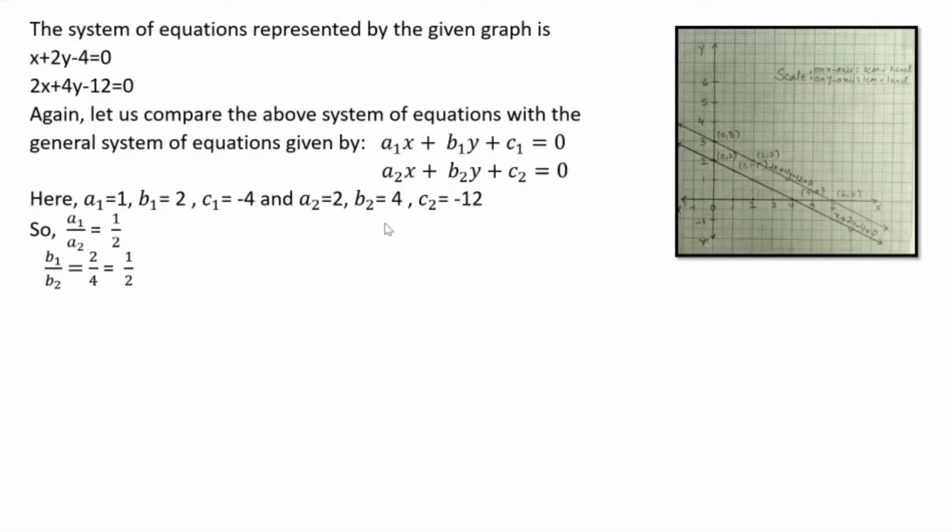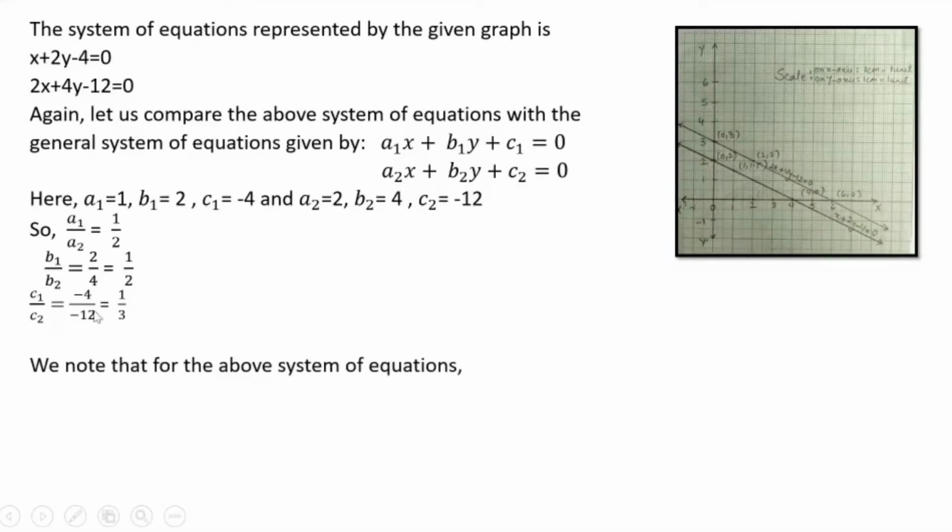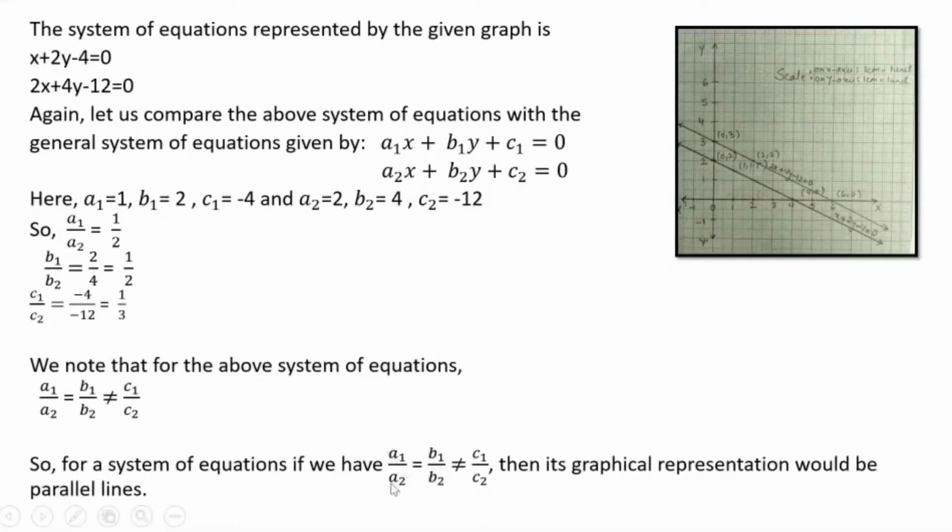Let us see if C1 upon C2 is also equal to A1 upon A2 and B1 upon B2. C1 upon C2 comes out to be minus 4 upon minus 12, which is equal to 1 upon 3. So here A1 upon A2 is equal to B1 upon B2, but it is not equal to C1 upon C2. Whenever A1 upon A2 is equal to B1 upon B2 but not equal to C1 upon C2, the graphical representation of the equations will be two parallel lines. Two parallel lines means they are not intersecting at any point. There is no common solution, so there is no solution to these equations.